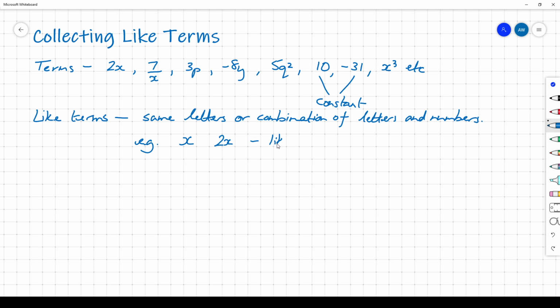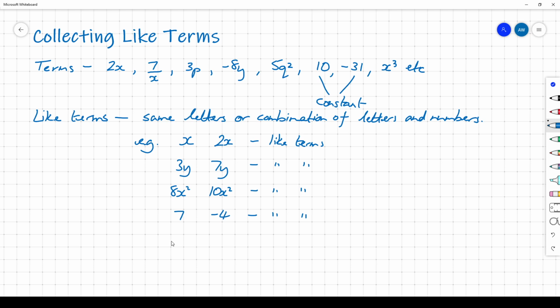Okay. Let's look at another example. 3y and 7y. They're like terms. 8x squared, 10x squared. They're like terms. 7 minus 4. They're like terms because they're just constants. Okay. So all these are examples of like terms.